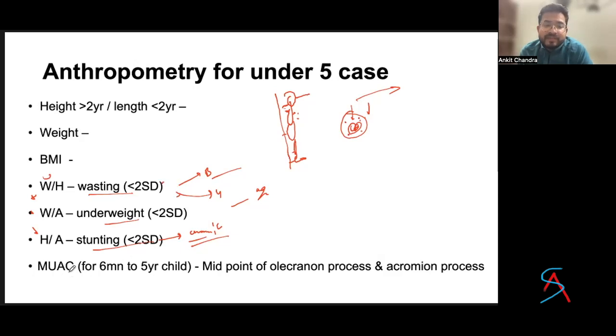Mid-upper arm circumference, we measure it only for children from 6 months to 5 years. We look at the olecranon process and acromion process, and take the midpoint of it. At that level, you measure it. And then again, you have to remember its classification. If it is less than 11.5 centimeters, we classify as severely malnourished.